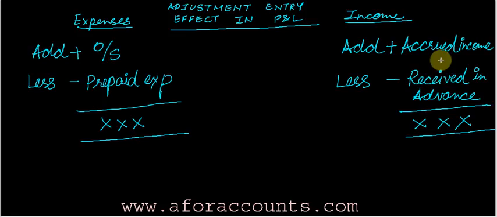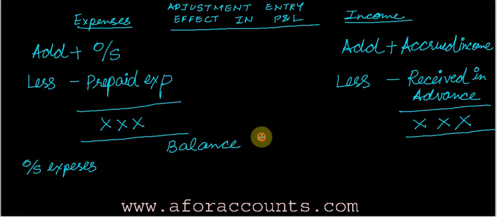Now talking about the balance sheet, outstanding expenses, see, I'll write here balance sheet. These adjustments have to be done only by the amount of outstanding and prepaid, amount of accrued and received in advance. Never do it by total.